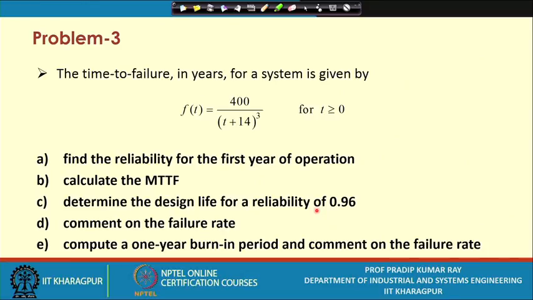Now let us discuss the next problem, problem 3. The time to failure in years for a system, again we are referring to a system, is given by F(t) as this.